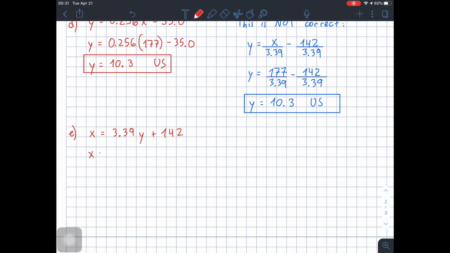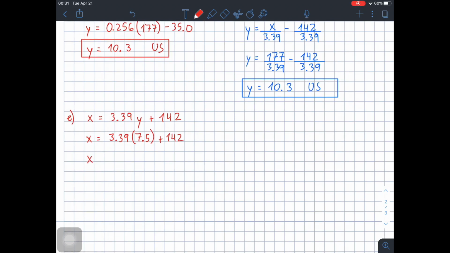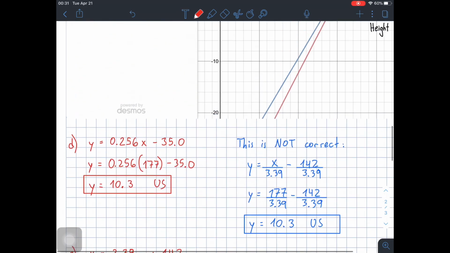We want to predict the height of this second new classmate. So this is 3.39 times 7.5, which is the shoe size of this person, plus 142. If we solve this using a calculator, we get the predicted height, and we get 167.4 rounded to 1 decimal place. This is centimeters. So this is the predicted height of a person with a shoe size of 7.5, which is something reasonable. There you go.